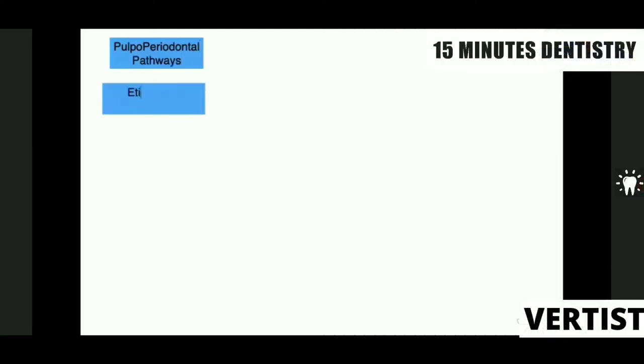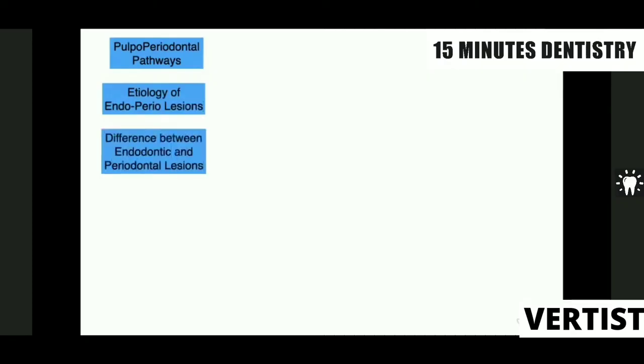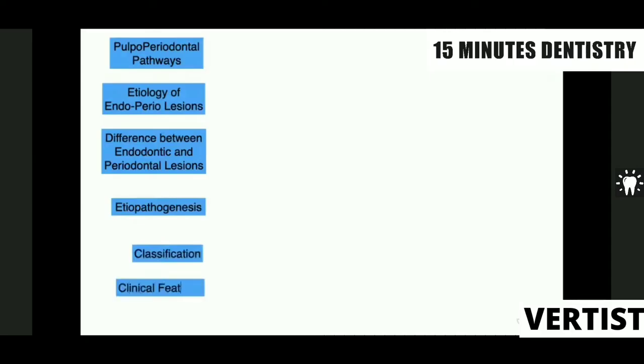The question of the Endo-Perio interrelationship, or any other relationship on Endo-Perio, I would write on etiology, pathway first, etiology next, the difference between them, the etiopathogenesis, the classification, clinical features, treatment plan, and then conclude it.